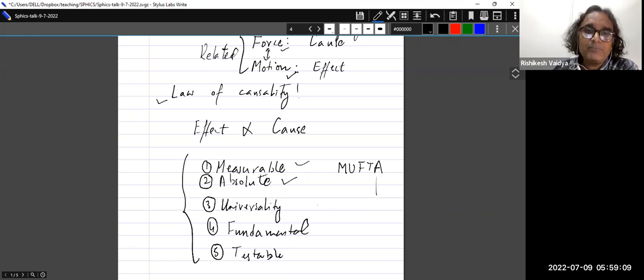They are most fundamental, they are testable, and they are universal. They don't depend upon the details of the matter, whether silver, gold, or a brick, or earth, or moon, or apple, they're applicable to everything. So there is universality and fundamentality.